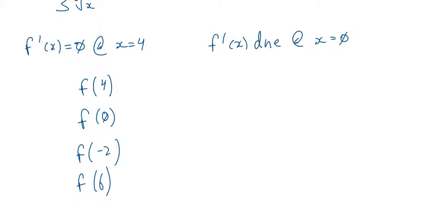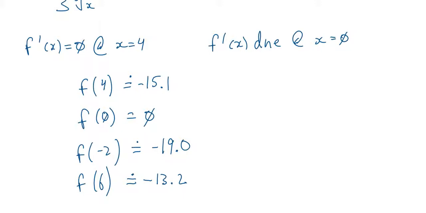F at 4 works out to about negative. This one you probably can't get an exact value of, so you're going to round. If it's a fraction, keep it as a fraction, right? But with the square roots and cube roots and all that stuff, these ones don't work out nicely. F at 0 is 0. F at -2 is approximately -19.0. And F at 6 is approximately -13.2, I think. Hopefully those are right. And for the last time, remember, that's the original function. You're not plugging back into the derivative.